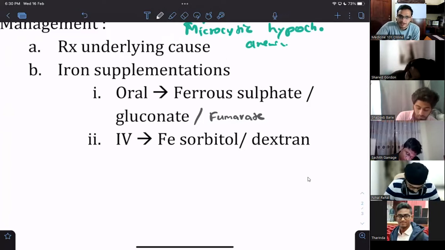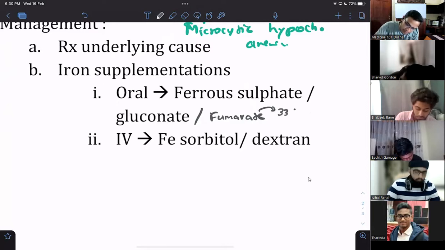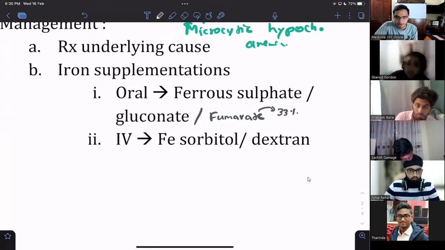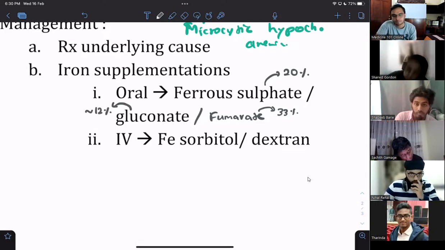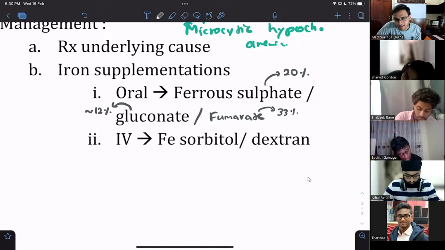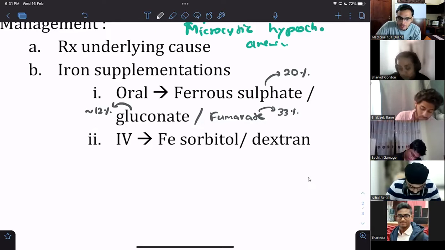If you look at the elemental iron in these medications, fumarate has the highest one. 33% of the drug is elemental iron. Ferrous sulfate has about 20%, and gluconate has the least, about 10 to 12%. This is why I didn't put fumarate here. We don't usually use it, guys. We manage with sulfate and gluconate. Most of the time, fumarate is a little bit too strong, and the side effect profile is a little bit high. So ferrous sulfate is what we prefer.